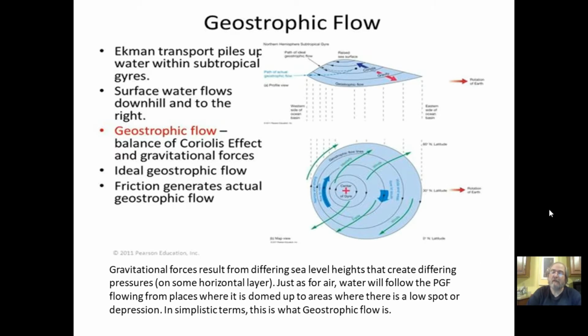Okay, we'll look at it from above. Higher water here, lower water there. Higher pressure here, lower pressure there. Water is going to follow down the pressure gradient. Coriolis acts on it, moves it to the right. So we get that directional change that helps create the gyre.